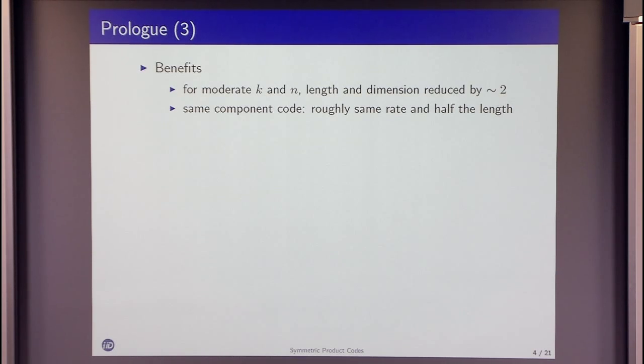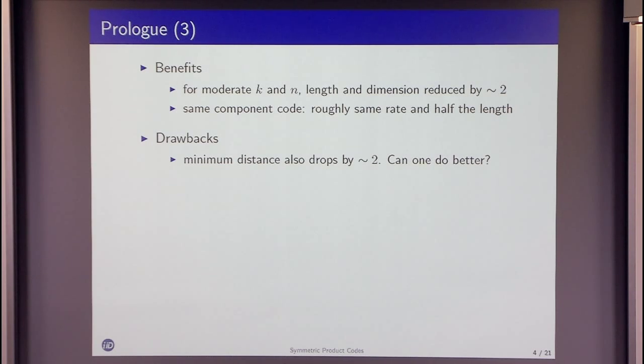All right. So what are the benefits? For moderate k and n, the length and dimension are reduced by about a factor of 2. This can actually just by itself be beneficial in practice. So it's a code with very similar properties, but half the length and half the dimension, so roughly the same rate. And maybe this reduces your delay by 2. Of course, there's probably some penalty, but to first order, there's not much penalty. All right.